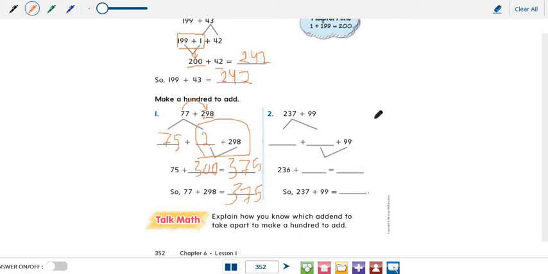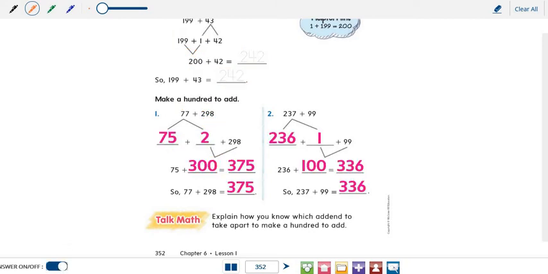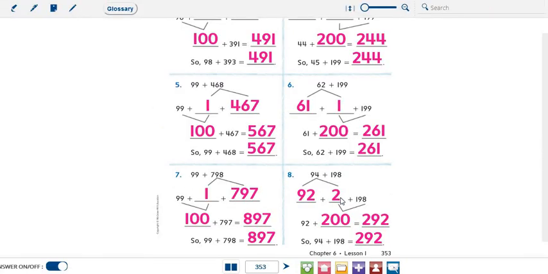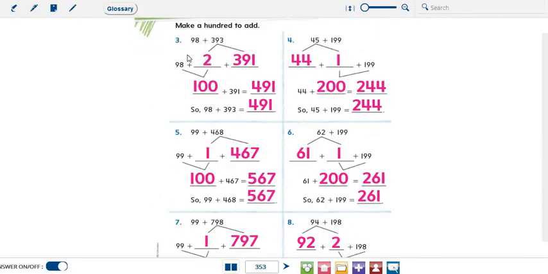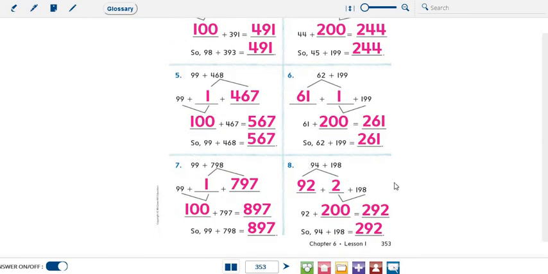Now it's your turn, grade 2, to solve question number 2. And then when you finish, you can check your answers here. The same for the next page. You can check your answers here. They have the same ideas. Question number 3, 4, 5, 6, 7, and 8.